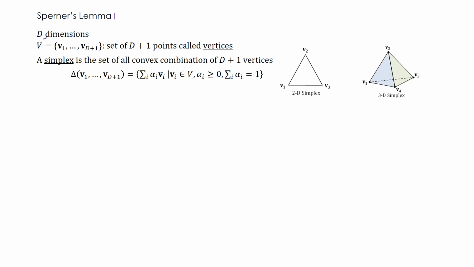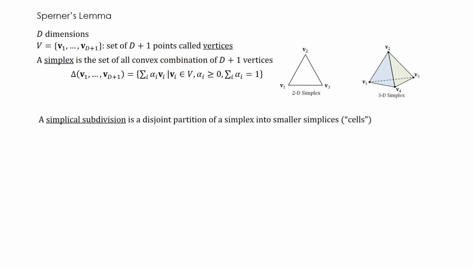In d dimensions, we consider a set of d plus 1 points called vertices. A simplex is the set of all convex combinations of the d plus 1 vertices, as shown here. Informally, this is a two-dimensional simplex. It has 3 points because d plus 1 equals 3 when d is 2. And likewise, this is a three-dimensional simplex which contains 4 vertices.